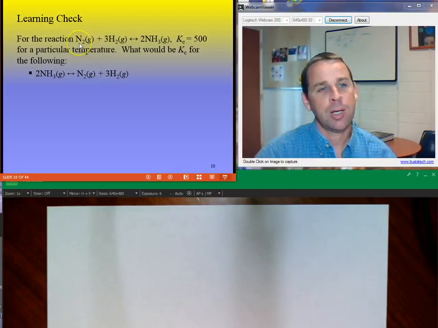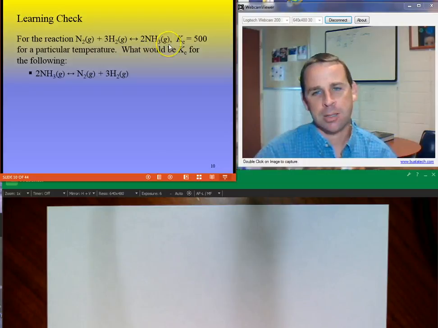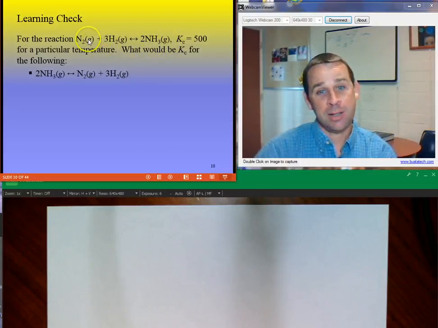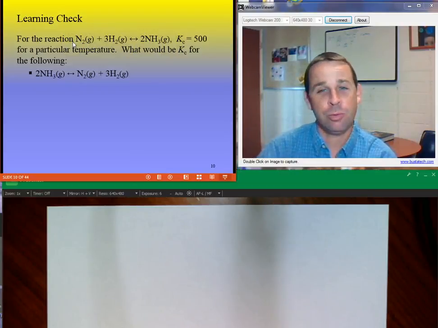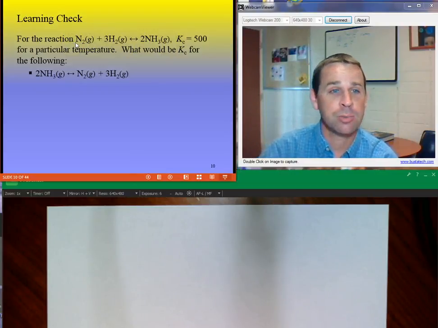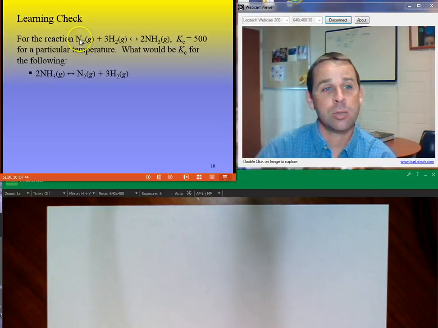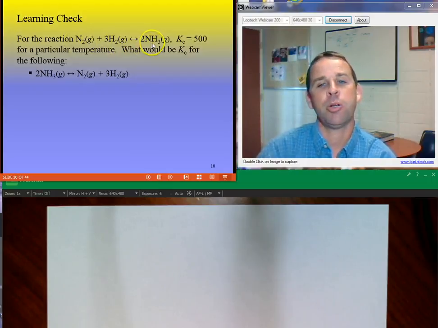For example, here's my chemical reaction up here. This says, we could translate this into English, a mole of nitrogen gas plus 3 moles of hydrogen gas yields 2 moles of ammonia gas. Because the concentration of the gases is directly proportional to the pressures, I could also say this means 1 atmosphere of nitrogen gas plus 3 atmospheres of hydrogen gas yields 2 atmospheres of ammonia.